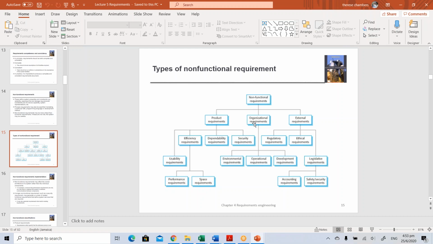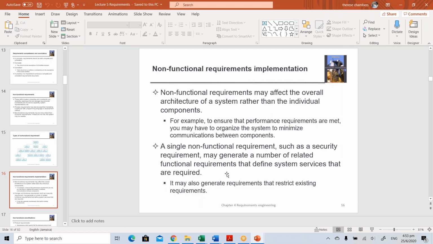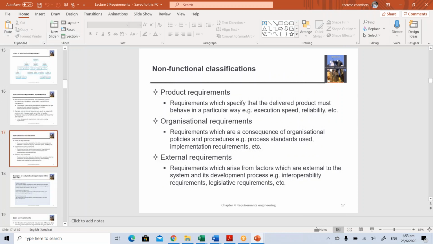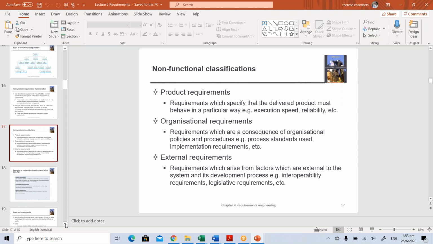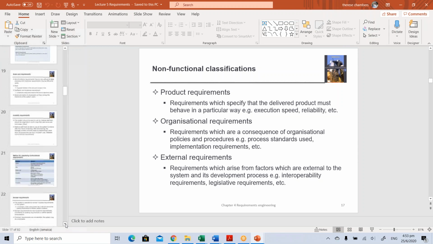For the product itself, for the organization that is requesting the software, it could also be your organization, the development organization. And you also have your external requirements, such as any ethical considerations, any standards, regulation, legislation, accounting, safety, security. All of these are external to the software that must be included as well. Then it looks at the implementation, but I want to just skip down to the next set.